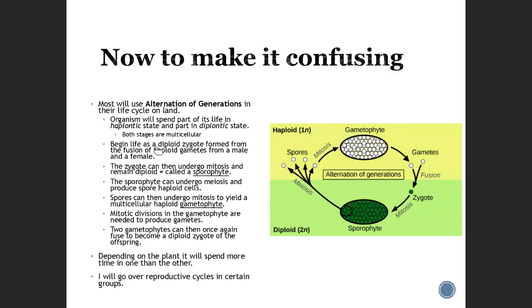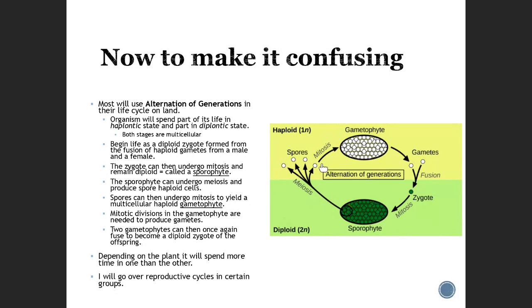So we're going to begin life as a diploid state formed from the fusion of haploid gametes from a male and a female. Boom. So male, female comes together. We have the zygote. We're going to go through several months of mitosis to form what's called the sporophyte. Now, the sporophyte can just stay in its own stage right here. It's in this diploid state. But eventually it's going to undergo meiosis. And remember, in meiosis, the goal is to produce the gametes, which are haploids.